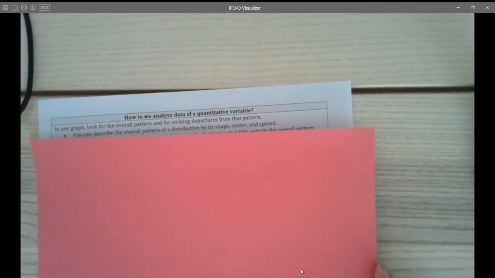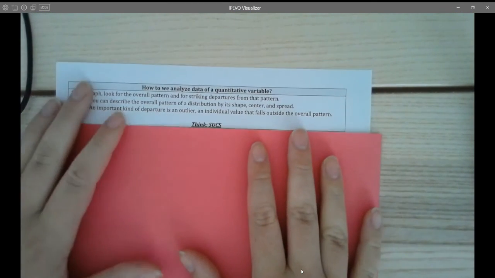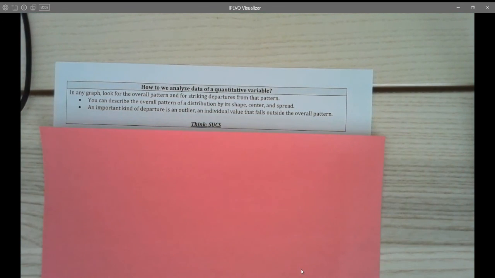Okay, so when we're looking at graphs, there are things we need to look for. And there's a good acronym to help us remember that. So the goal of looking at graphs is you're basically looking for the overall pattern and things that look different from that pattern. So to describe a pattern, we want to describe its shape, its center, and its spread. Anything that doesn't fit that pattern is called an outlier, which falls outside the overall pattern. The acronym we're going to use is SUCS.